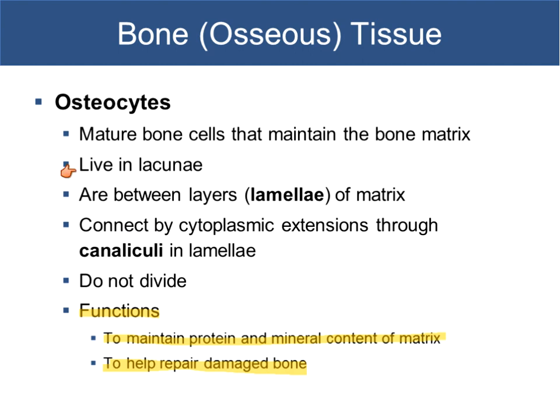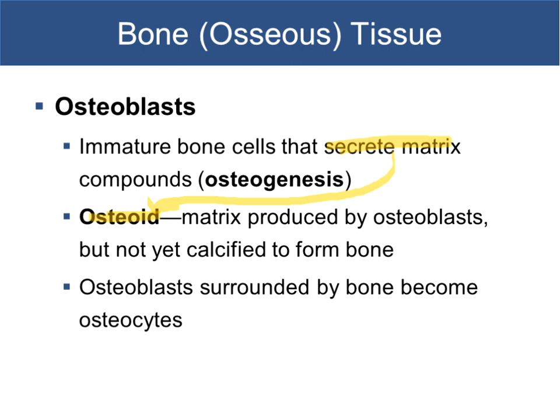So osteocytes are your mature bone cells. They live in the lacuna, and we talked about a lot of this in lab, so I'm not going to spend a whole lot of time on it. They are between what we call lamellae layers. They have canaliculi that extend to communicate with the other bone cells. A very important feature of osteocytes is they don't divide. When it's time to make a new osteocyte, an osteoblast will be triggered through hormones and various other entities to become an osteocyte. But osteocytes don't continually divide. The jobs of osteocytes are to maintain the protein and mineral content of the matrix, and also to help repair damaged bone when osteoblasts become osteocytes.